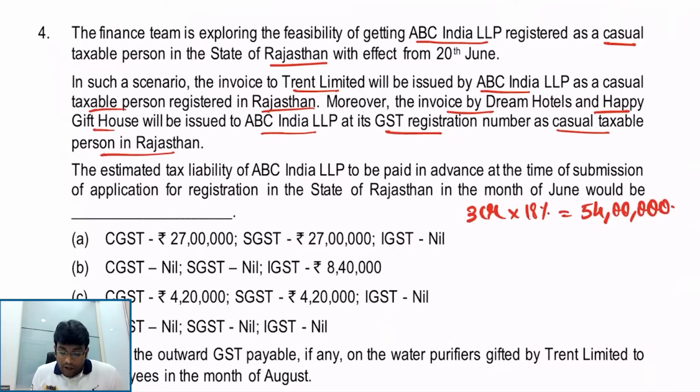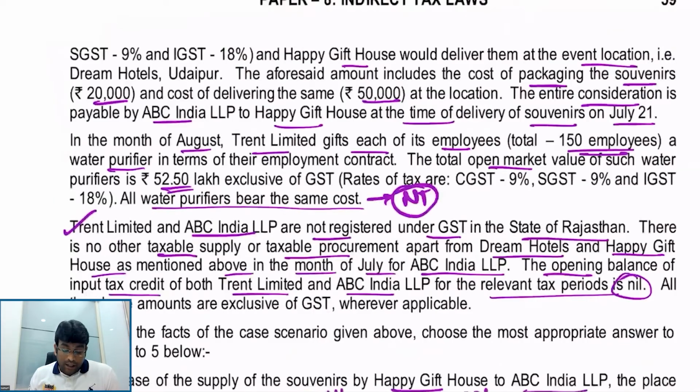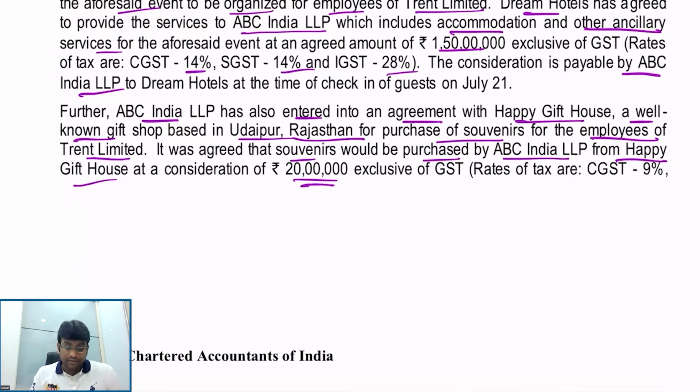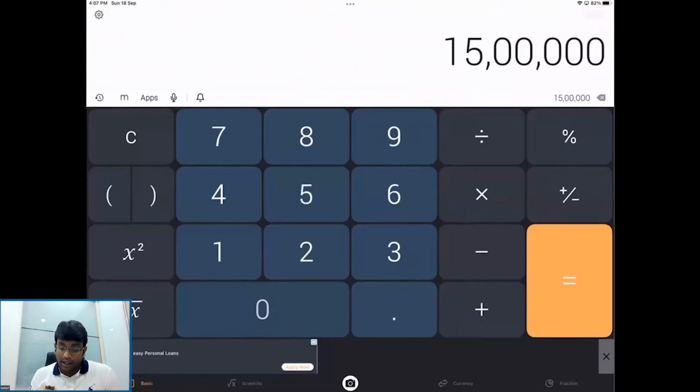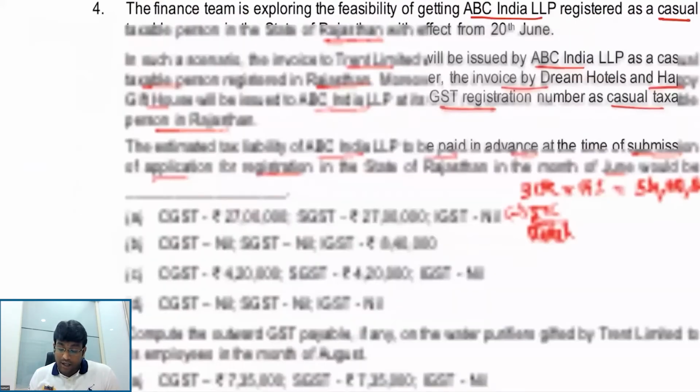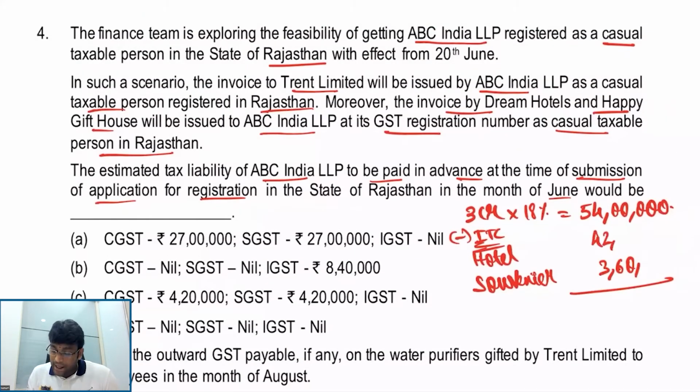The estimated tax liability of ABC India LLP to be paid in advance at the time of submission of application for registration in the month of June will be what? This is the output tax. And what will be my input tax credit of the hotel? What was the bill for the hotel? The hotel bill was about 1 crore 50 lakh. On that 14%, 14%. That means 28% basically. 1 crore 50 lakh into 28% comes to 42 lakh. That I will anyways take credit, my dear friends. Correct, no? 42 lakh. And the third figure is 3 lakh 60,000.